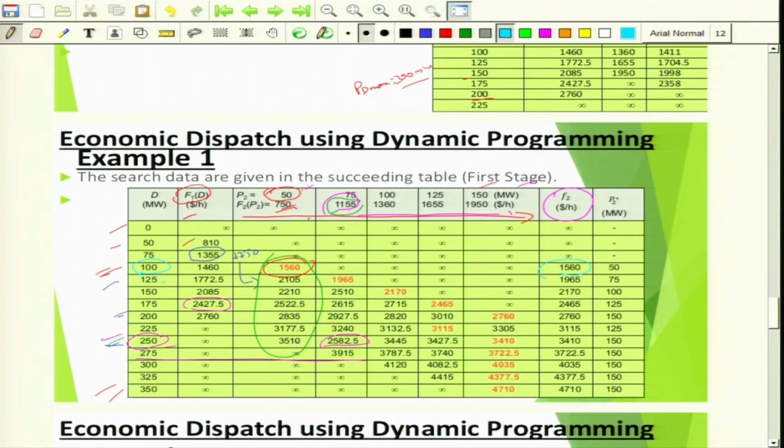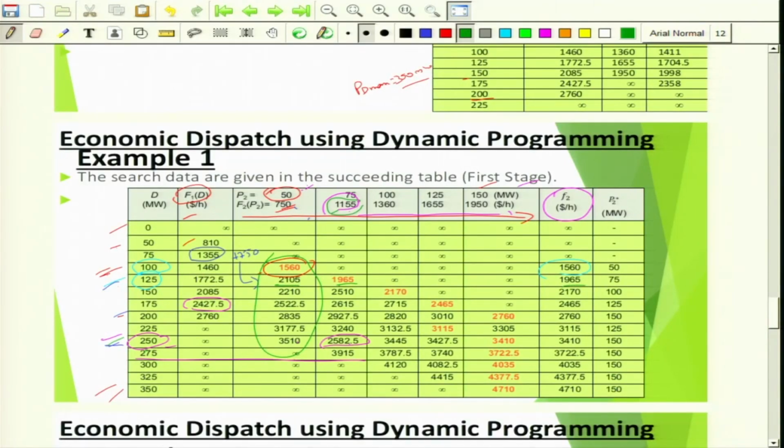Now you take the next step, which is 125 megawatt of load demand. Now for 125 megawatt of load demand, you have two possible combinations of generator 2, which is either 50 megawatt of operation or 75 megawatt of operation. Now you check which is the best. That means whether 2105 is the lowest cost or 1965 is the lowest cost. The obvious is 1965. That means if you have the load demand fixed at 125 megawatt, the best possible operation of generator 2 is 75 megawatt.